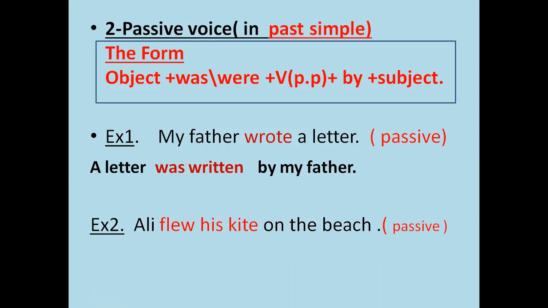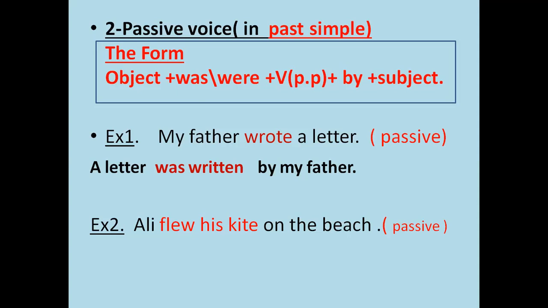Take care, in this sentence, we know the name of the subject, Ali, and the object has a pronoun, his, and that pronoun refers to the name of the subject, Ali. So when we know the name of the subject and the object has a pronoun that refers to the name of the subject, we change this pronoun into the name of the subject. So we will change his kite into Ali's kite.